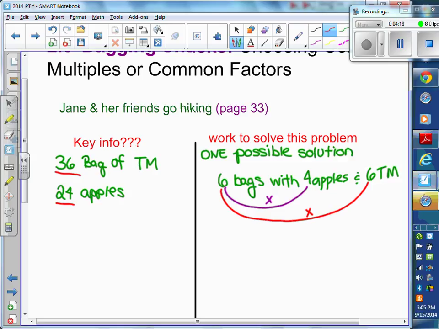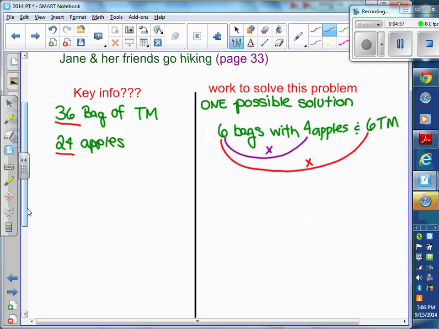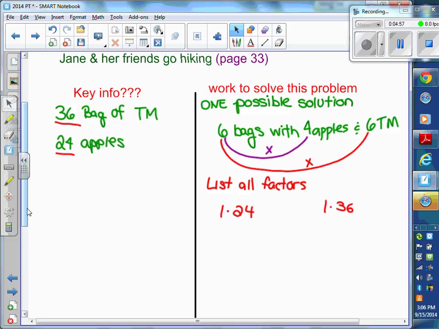Are we interested in factors or multiples? Emma? Factors, right? Because we're breaking these numbers 24 and 36 into smaller groups. So maybe the work to solve this problem would be to list all the factors of each number. How about if you did that? List all factors of 24. Finish this list. And all factors of 36. Make 2 lists. And see why I'm asking you to do that. Maybe that would help you.